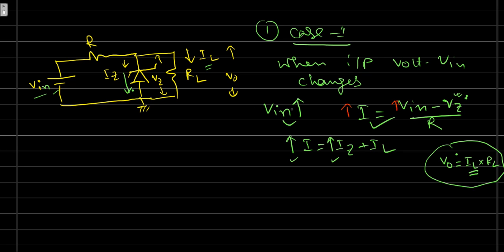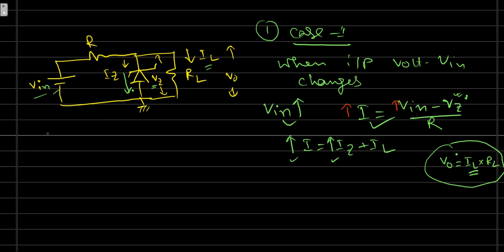Similarly, when Vin falls, what will happen? The Zener current will reduce from its previous value. But in this case, you need to remember one thing: you have to make sure that the Zener diode is in the breakdown region, because without breakdown it cannot work as a regulator, because the regulation property comes from Vz. Suppose the breakdown voltage of the Zener diode is 4.7 volt and you are applying a voltage of 4 volt, so definitely the breakdown will not take place, and in that case you will not get the regulated output. So you have to make sure that the breakdown takes place.